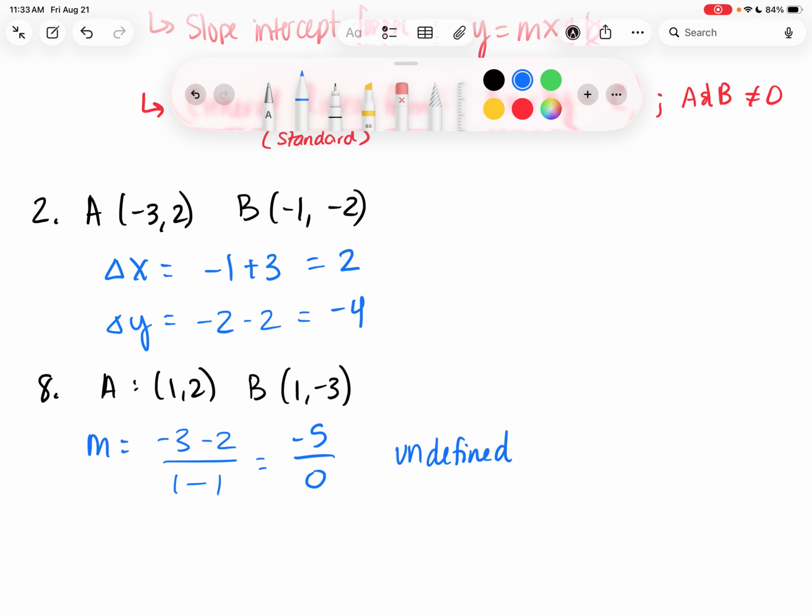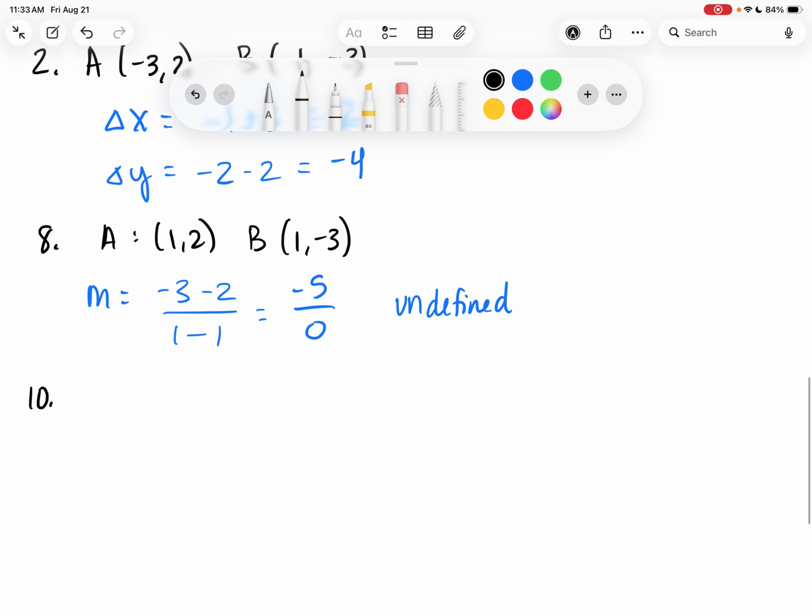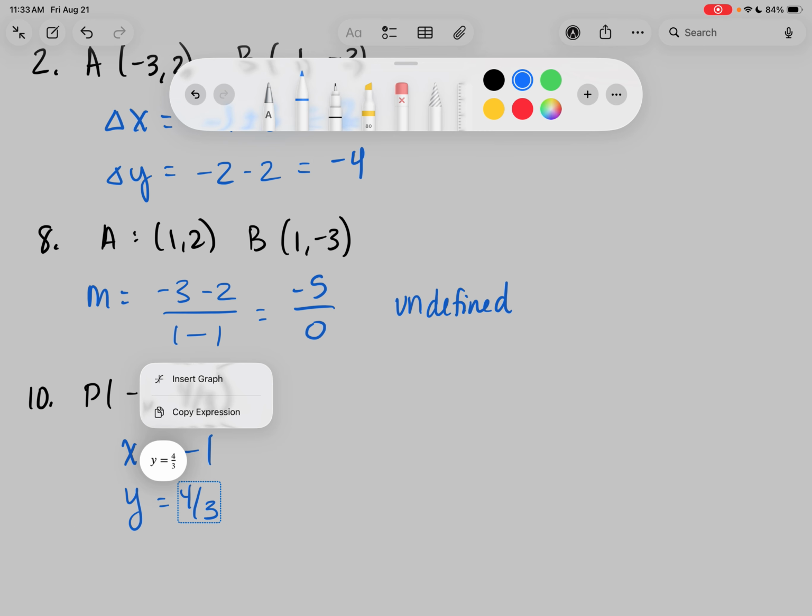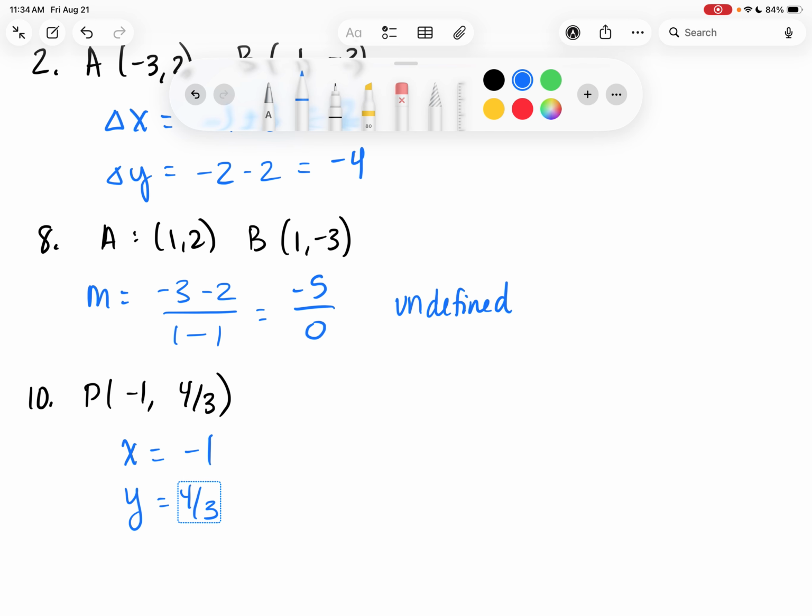Write an equation for the vertical line and the horizontal line through point P. So we've got negative 1 and 4/3 as the coordinates of the point. Remember, vertical is x, horizontal is y. So I quite literally just have x equals negative 1 and y equals 4/3. Good so far.